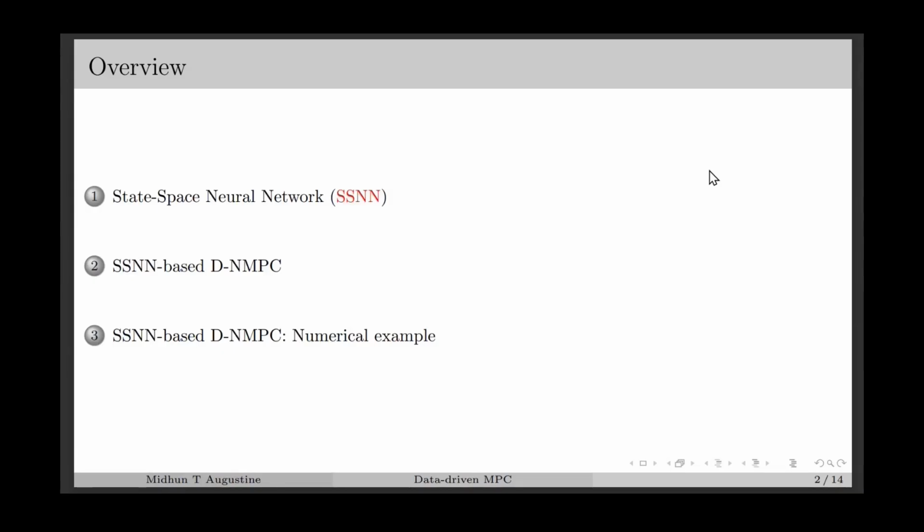Here is the overview of the lecture. We will be starting with the basic idea of state space neural network or SSNN. Then we move on to the SSNN based data-driven NMPC, which is then followed by a numerical example.